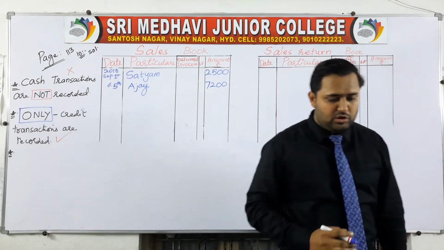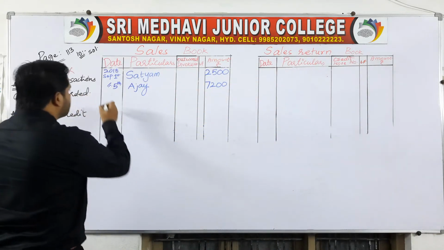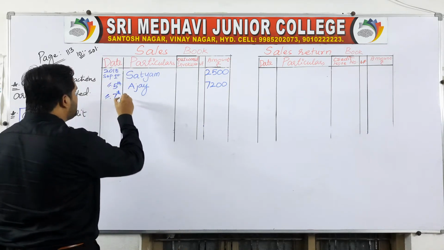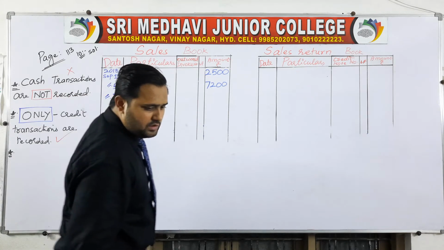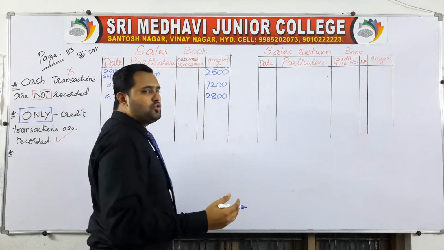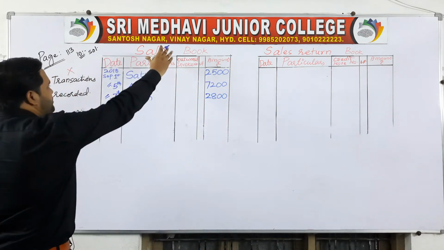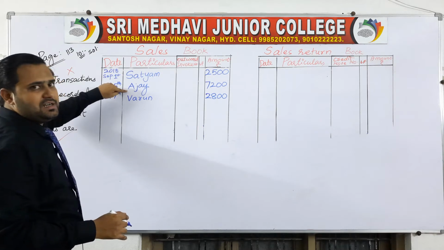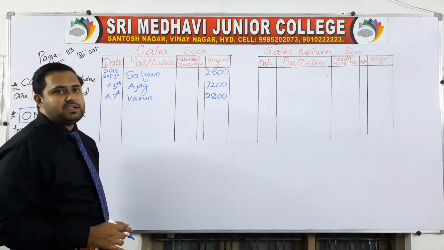On 7th of September, sold goods to Varun 2,800. So write in the sales book on which date? 7th of September, sold goods to Varun. How much is the price? 2,800. 2,800 valued goods sold to Varun on credit. That is why we are writing in sales book. Only write the party name. Sold goods to Satyam, write the name Satyam. Sold goods to Ajay, write the name Ajay. Sold goods to Varun, write only the party name Varun and the amount which is given.